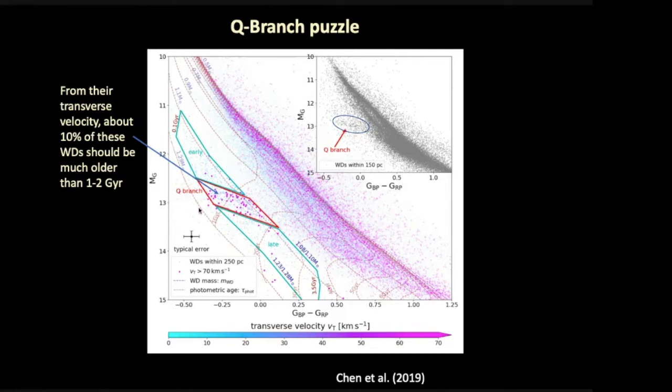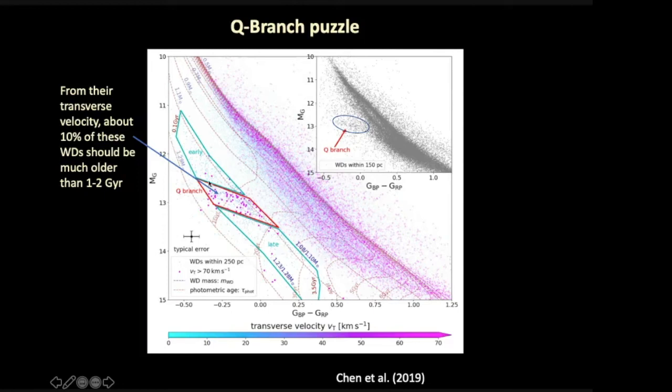But despite that, the question was that models predict that these white dwarfs have a cooling age of about 1 giga year, as you can see. But from their transverse velocity, if you accept the relationship between transverse velocity and age, 10% of these should have an age of at least 6-7 giga years. Since these are massive white dwarfs, the progenitor age is very short, so it's negligible compared to their cooling time. So this was the question: what's going on here? Some extra delay is needed to explain this branch.